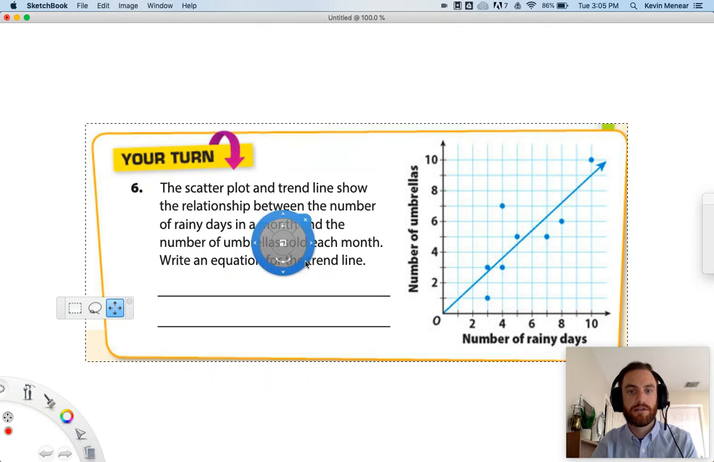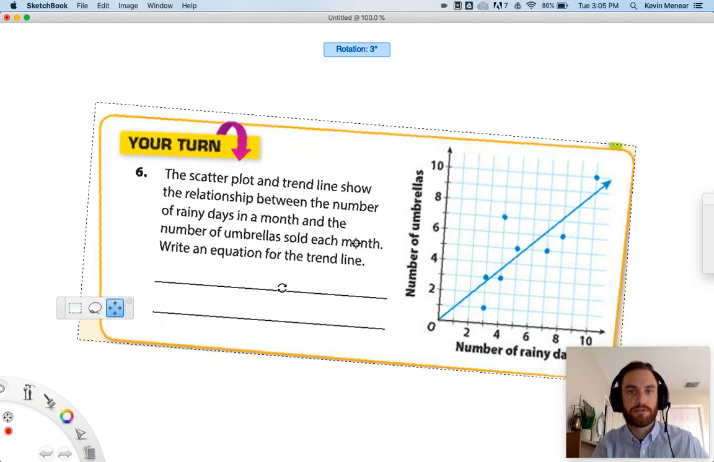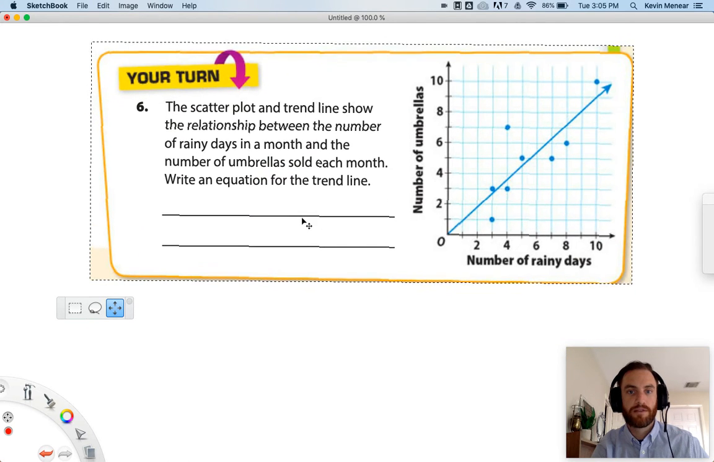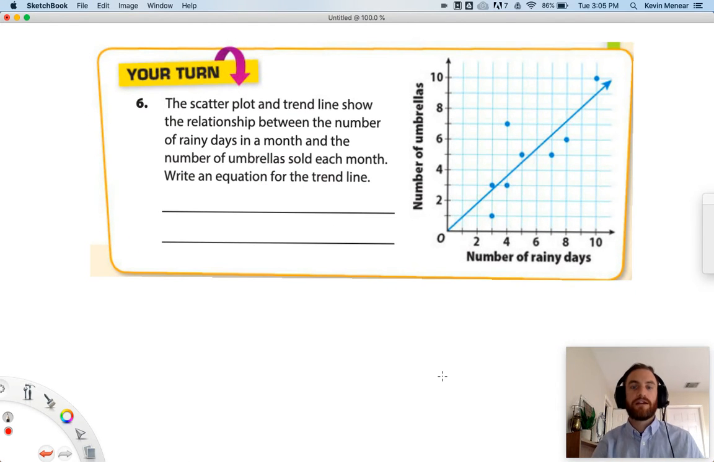All right. So bringing this in, whoops, don't need to rotate it. Scatter plot and trend lines show the relationship between the number of rainy days in a month and the number of umbrellas sold each month. Write the equation for the trend line. Okay, so I'm going to go ahead and skip a step and just say, hey, I'm smart. B is equal to zero.